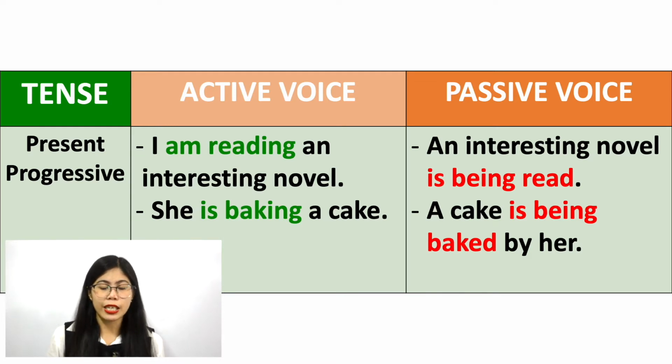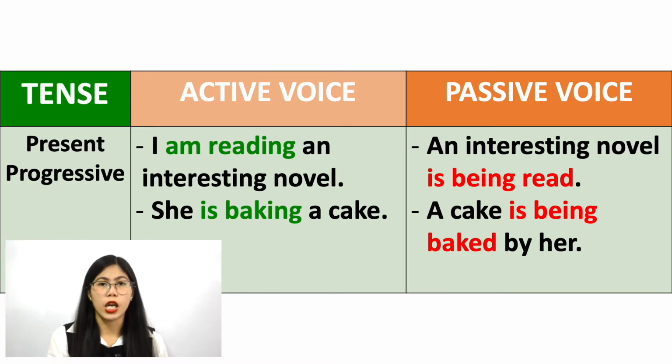If that's the case, in converting that sentence into a passive voice, you may write it this way: "An interesting novel is being read." As you can see here, we have the pattern object plus verb plus subject. But take note that we changed the form of the verb. We added is being plus the base form of the verb, which is the word read.